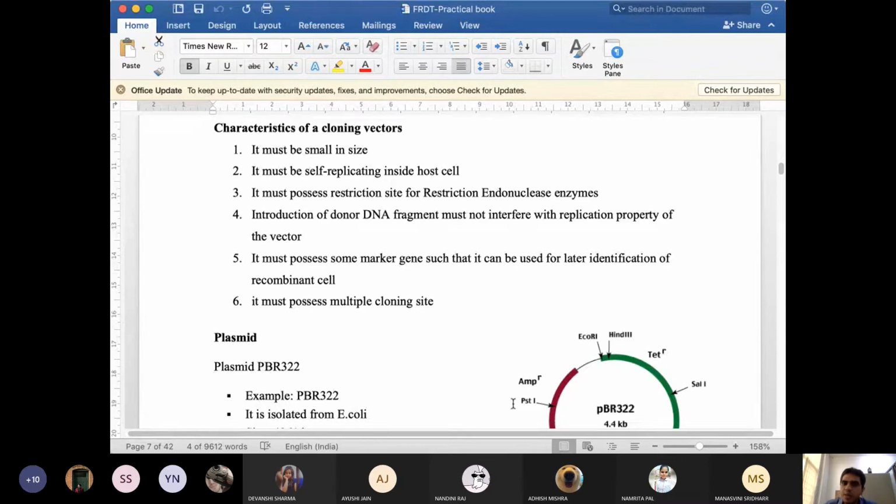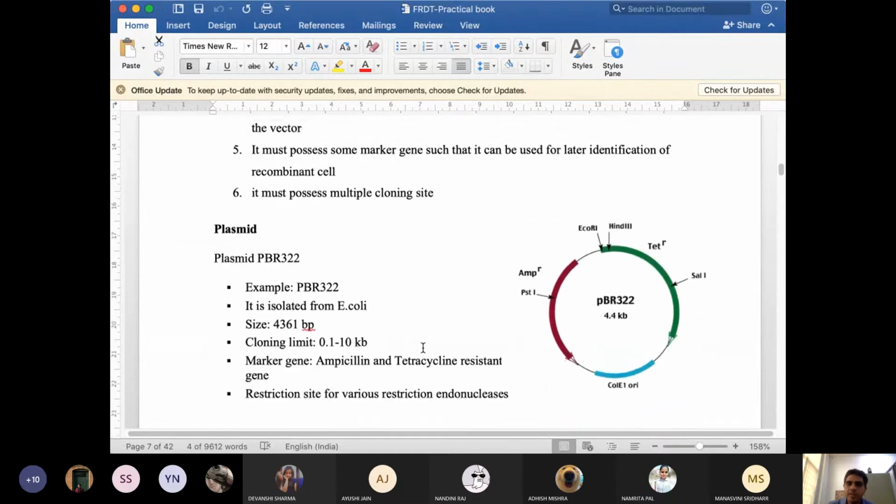Next, it must possess a multiple cloning site. As we mentioned for the restriction site or restriction endonuclease enzyme, the purpose of both is the same. Restriction sites and cloning sites are the same thing. Your vector must possess multiple cloning sites, depending upon your requirement, at which site you want to put your DNA, you want to make your DNA fit, you can add.